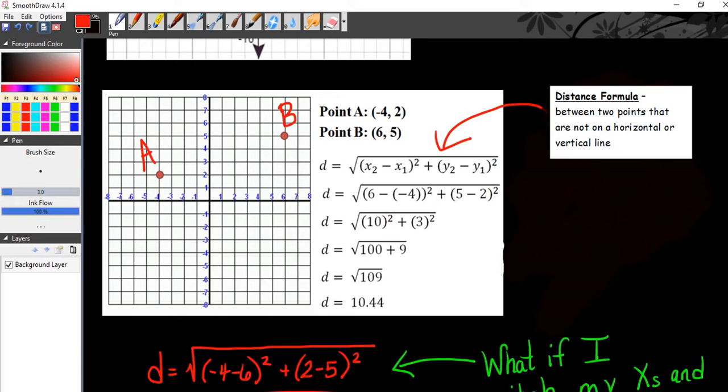So I've put this coordinate plane up here, this grid, and I've marked point A and point B for you. Point A is negative 4, 2, right here, and there it is on the coordinate plane. And point B is located at 6, 5. Now this distance formula looks really fancy, and it's actually related to something that you probably learned in Algebra 2, which is the Pythagorean theorem.